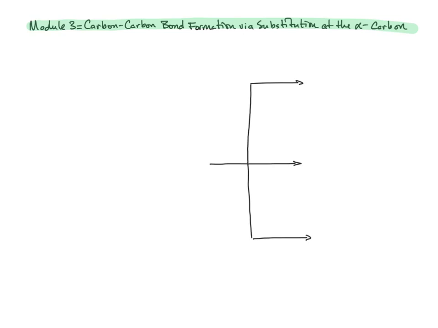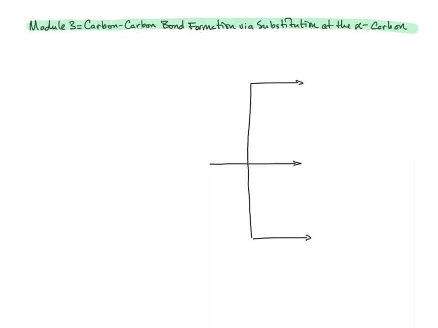In this screencast, we're going to look at the big picture for our Module 3 material, which is carbon-carbon bond formation via substitution at the alpha carbon. So what are the functional groups containing alpha carbons that we're going to be interested in?